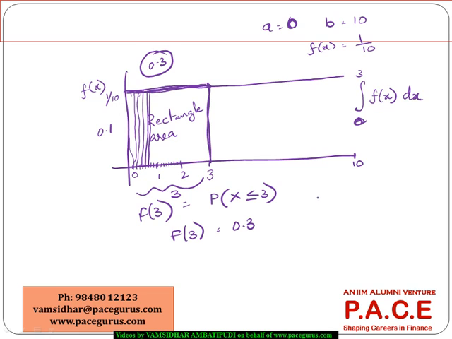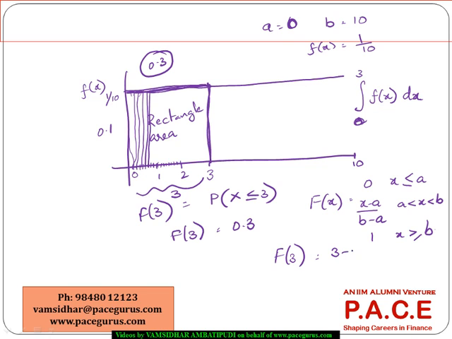And just to simplify, in the case of a continuous uniform distribution, this F of x will come out as 0 if x is less than or equal to a. It is evaluated as x minus a divided by b minus a as long as x is lying between a and b, and it will be 1 if x is greater than or equal to b. So in this question, if I had to find F of 3, I could have taken it as 3 minus 0 by 10 minus 0, which is 3 by 10, or 0.3.